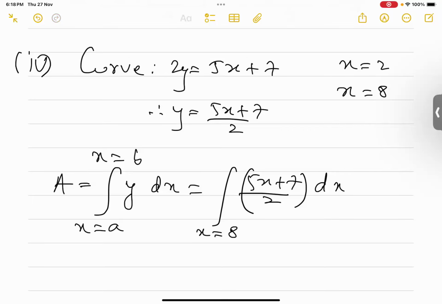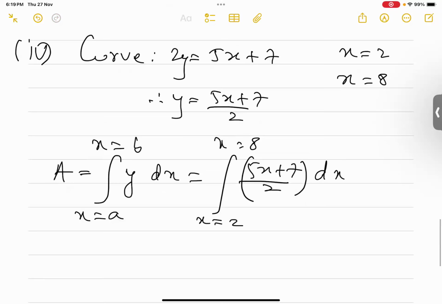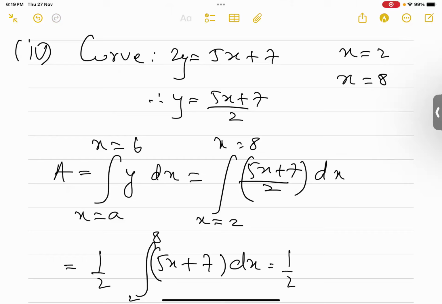So x is equal to 2, lower limit, to x is equal to 8. Half outside, integral of 5x plus 7 dx, 2 to 8. Now, many people still don't know how to integrate this. It's individual integration. Half, 5x square by 2, since x is x raised to 1. Derivative of 7 is 0, but integration of 7 is not 0. So it will be 7x, constant into that value.